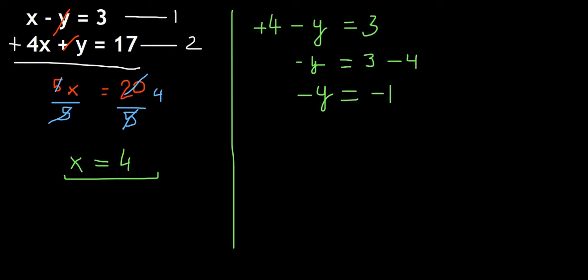So now the last step for this question is really simple. We just have to cancel the minus because on both sides we have minus. Minus minus equals positive. So therefore y equals 1. Now we have the value of y and the value of x, so our equation is solved.